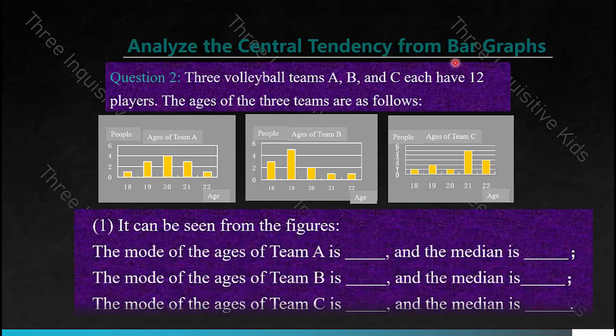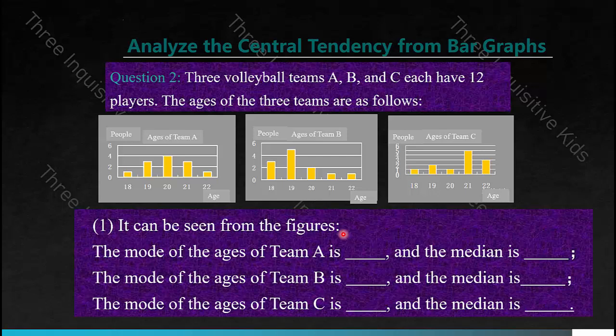Analyze the central tendency from bar graphs. Question 2. 3 volleyball teams A, B, and C each have 12 players. The ages of 3 teams are as follows. So we have 3 charts here, bar graphs, and the y-axis shows the number of people, and the x-axis shows the ages of the team members. So this is A, B, and C.